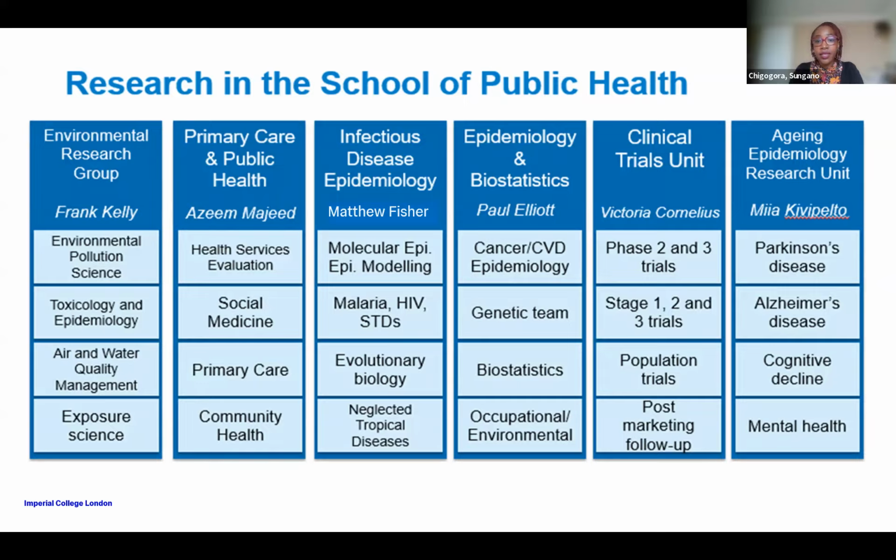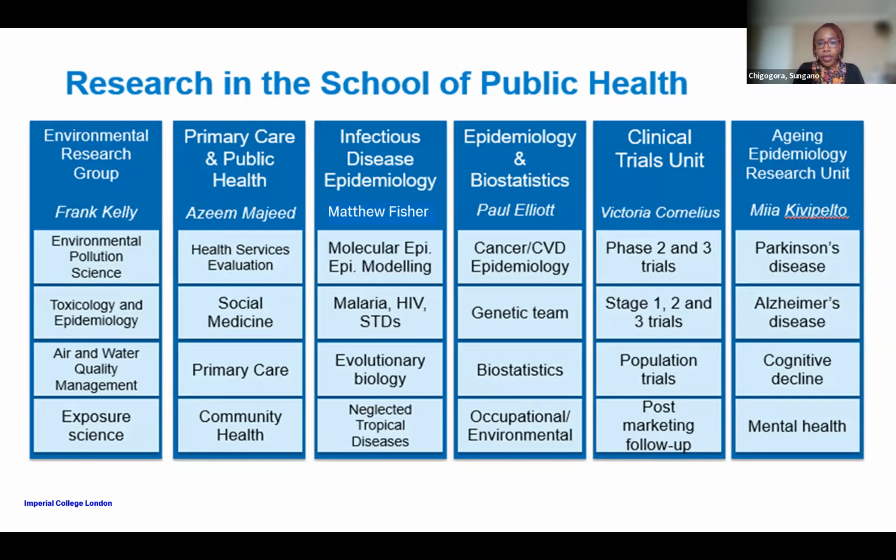We have these 6 distinct research groups, and the MSc in Epi is housed primarily in infectious disease epidemiology, which is led by Professor Fisher, and epidemiology and biostatistics, which is where Professor Blangiardo sits, led by Professor Paul Elliott. And you can see the different research areas or disease outcomes that they primarily research. Infectious disease epidemiology, as the name suggests, covers infectious diseases, HIV, malaria, and neglected tropical diseases is a strong group within that.